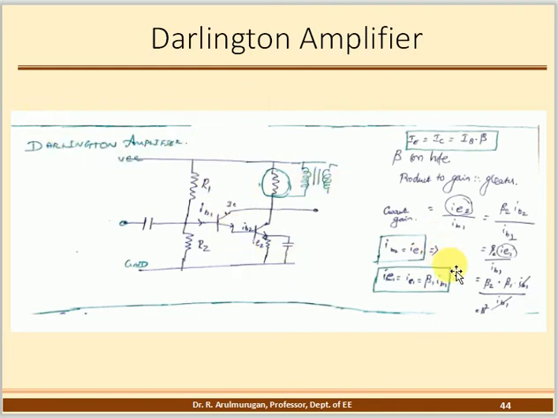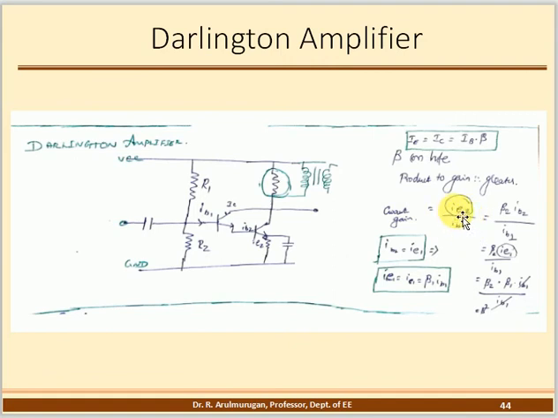What is the purpose? It means the gain value increases. How does it increase? We have already discussed IC equals IB into beta, so the collector output current equals the base current into beta. Here, what is the current gain? The output current is IE2, divided by the input current, which is IB1. So output current divided by input current is the gain: IE2 divided by IB1.